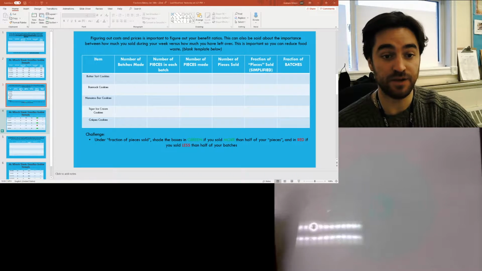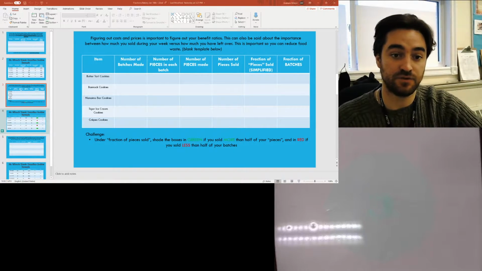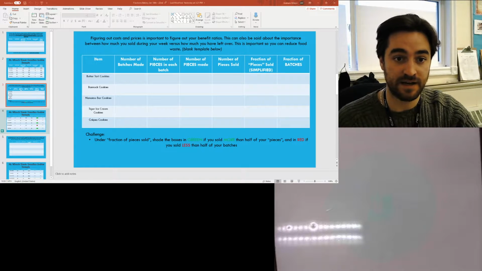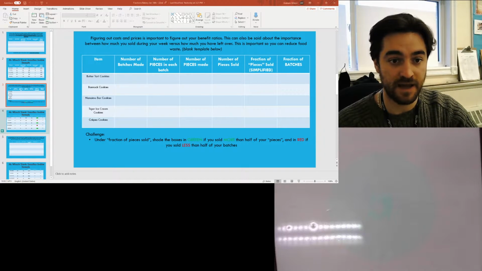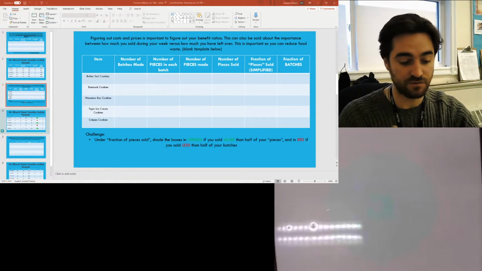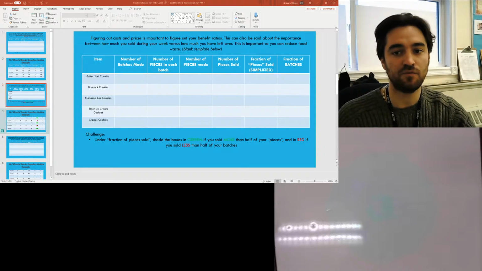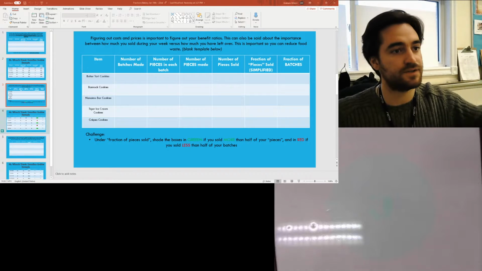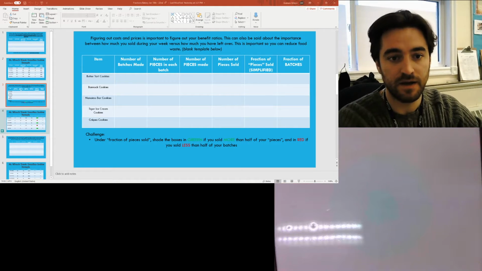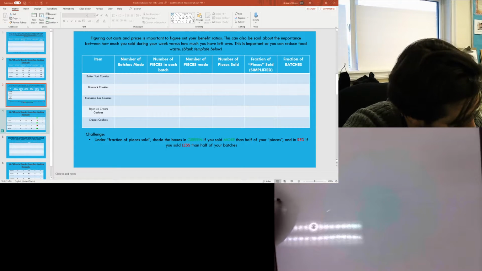So now that you've put in your items for this week, quand tu as choisi les choses que tu veux dans ta café, la prochaine chose est de choisir combien de batches tu veux utiliser pour la semaine. So the first thing you guys need to do is choose how many batches of cookies or treats or whatever you're going to make for this week. For this example, we'll just use the butter tart cookies as an example.